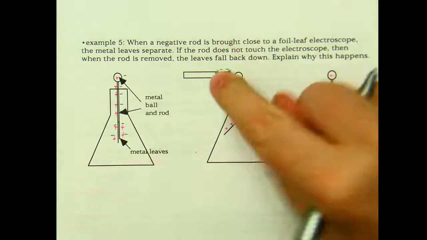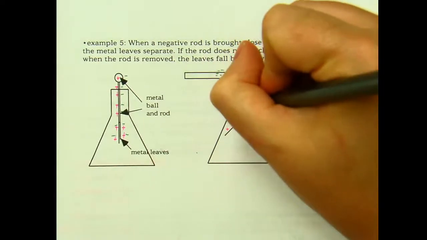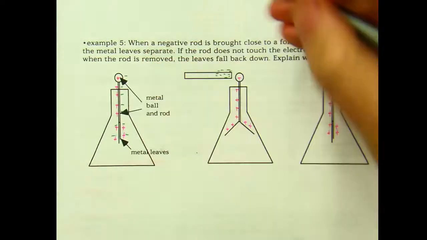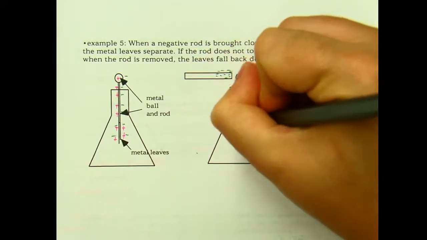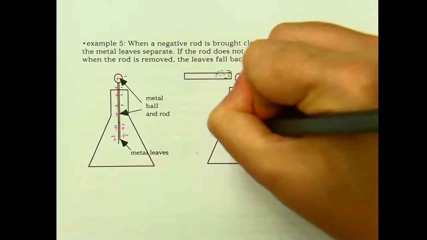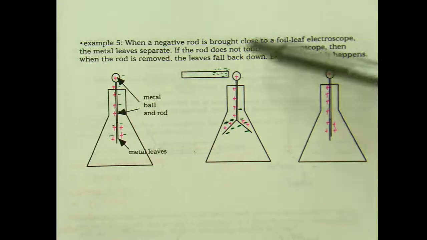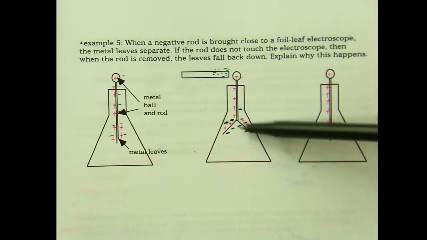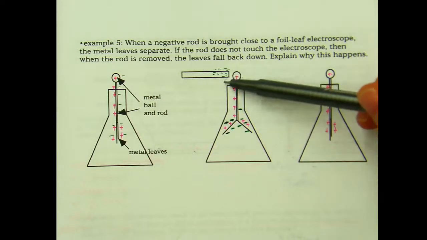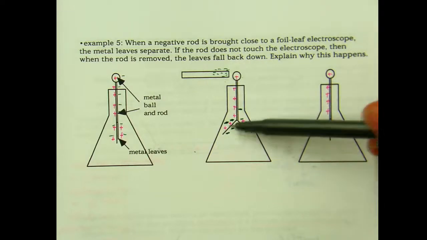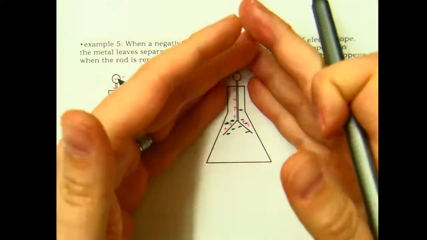So these negatives are going to push all the electrons, 1, 2, 3, 4, 5, 6, 7, 8, 9, and they're all going to make their way down to get away from this excess negative. And the negative charges now are going to force these 2 leaves apart.